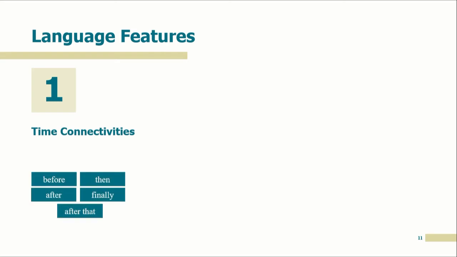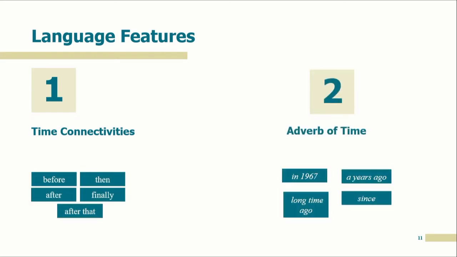Okay, students, after talking about the definition and the structure of recount text, now we move to language features of recount text. There are four language features of recount text. First is time connectives. Time connectives function as conjunctions that describe the time relationship between two or more events. For example, before, then, after, finally, and etc.